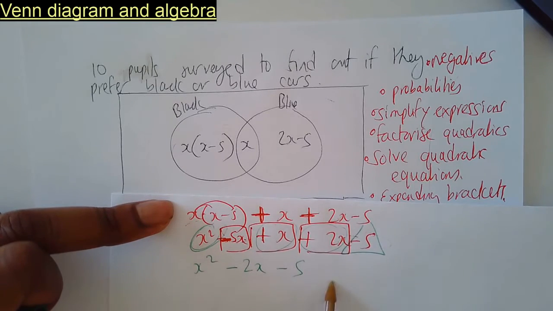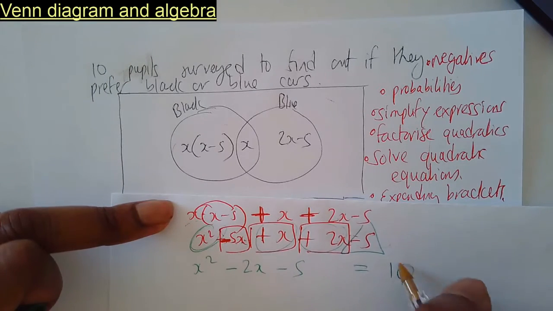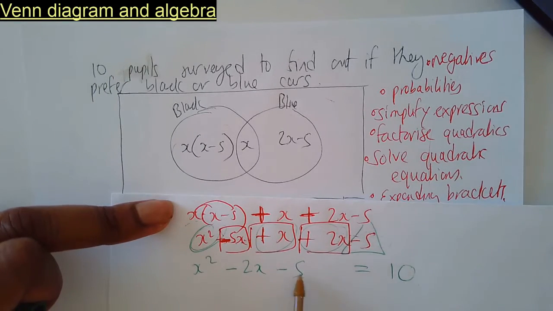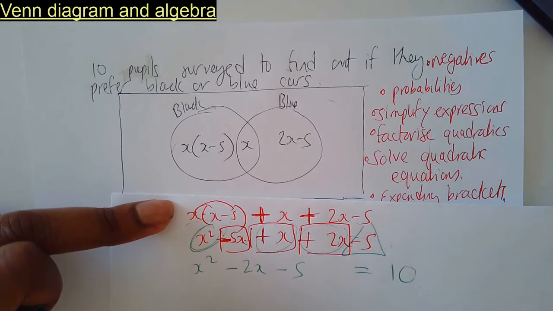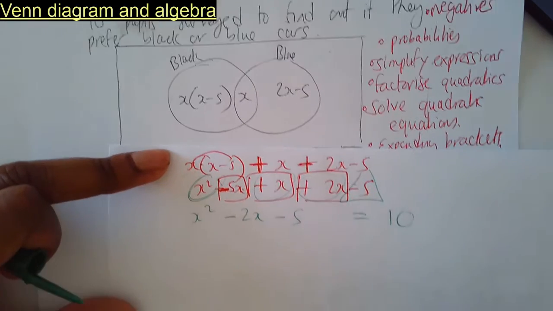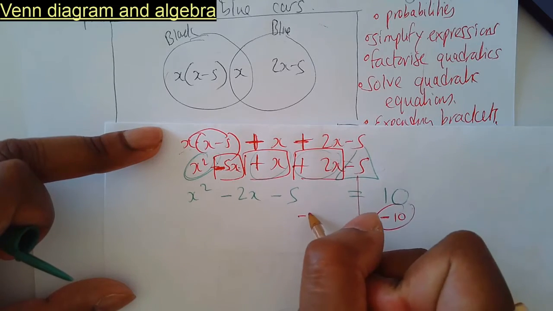So that represents the total in algebraic form. But remember, the total is 10. So all of that is equal to 10. Remember, that's the total as a number, and that's the total in algebraic form. Right, that's a quadratic expression, but we need to solve it. But before we can solve it, we need to make this side equal to 0. Take away 10. What we do on this side, we do on the other side.